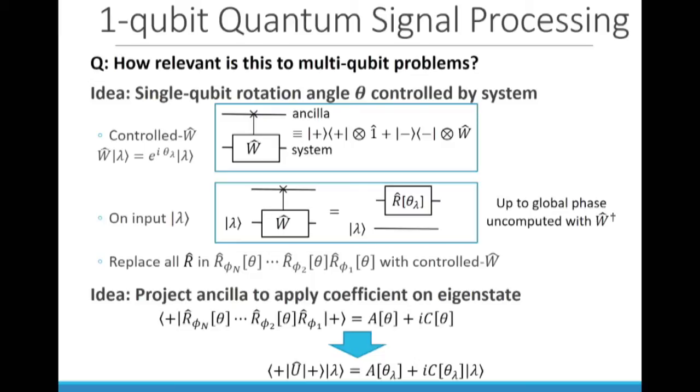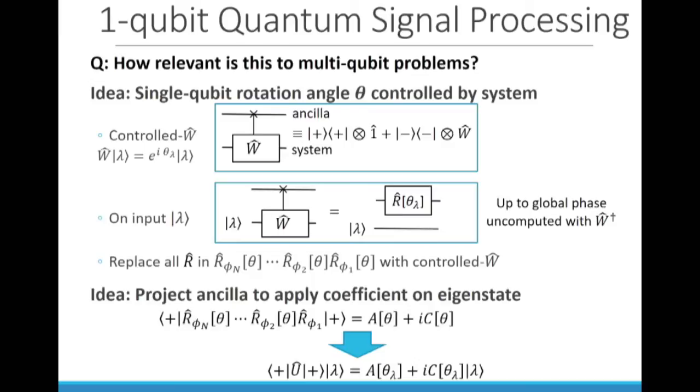So usually when you have an ancilla in a system, you would think that the ancilla controls the system. Here we take a different interpretation. The single qubit rotation operator is controlled by our system, meaning that the angle of rotation in each of those primitive rotations depends on the state you feed into the system.